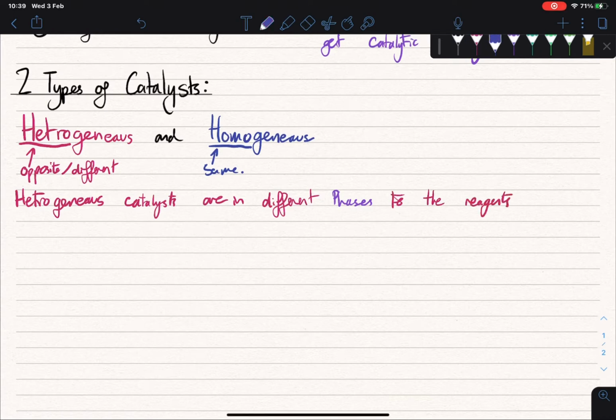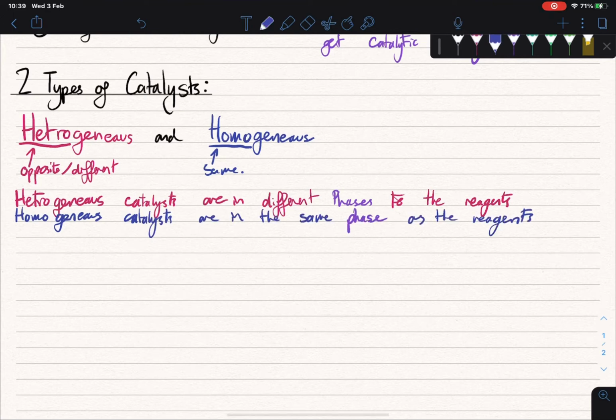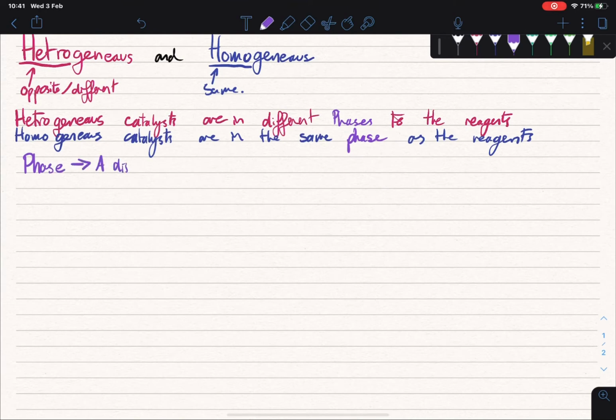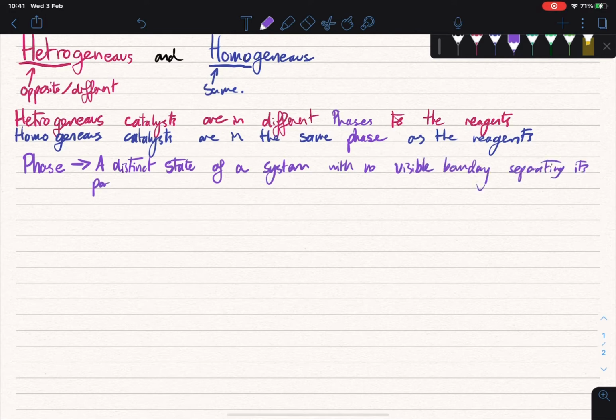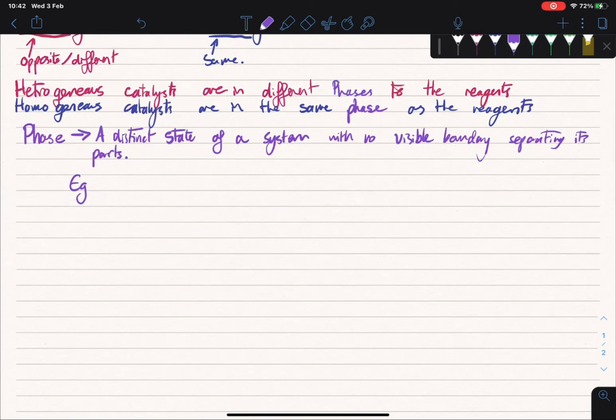For example, if you have a solution, the solvent and the solute are in the same phase, although they are in different states. This is because the solvent and the solute are mixed together and they can interact with each other. On the other hand, if you have a gas and a chunk of transition metal, they are going to be in different phases because the gas and the solid can't mix together.